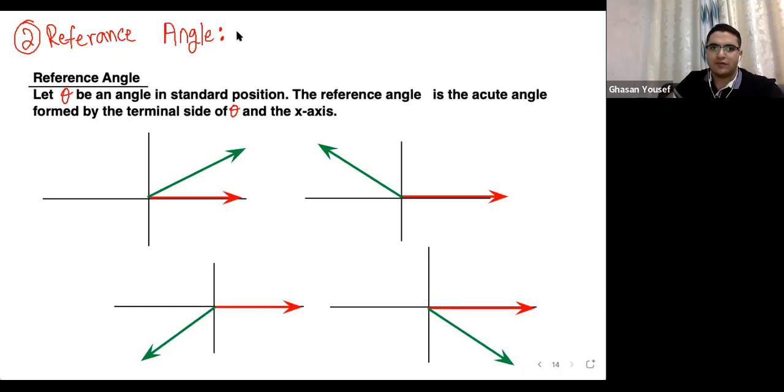So here I'm looking for the reference angle. For the first one, my angle is like this. This is my angle, theta. The reference angle is an acute angle. You see the acute angle? It is an angle between 0 and 90, formed by the terminal side, this green one, of the angle, and the x-axis. So this is my x-axis.